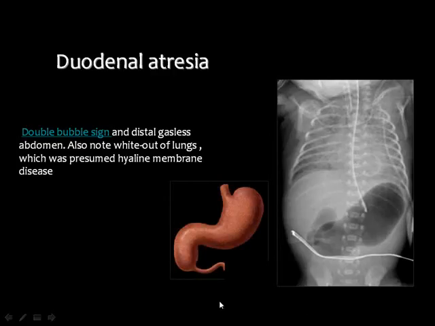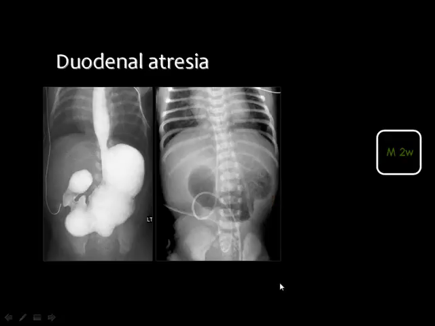Then duodenal atresia is diagnosed by what's known as the double bubble sign, where you got an air bubble in the stomach and another air bubble in the proximal duodenum. And you can see a bubble here and a bubble here. You can diagnose this from the plain film, and you may use barium.